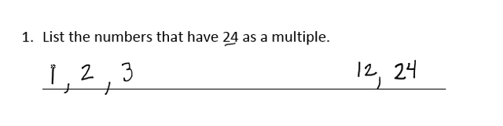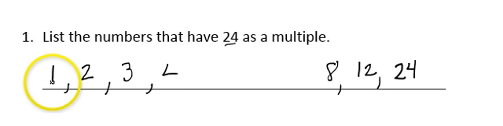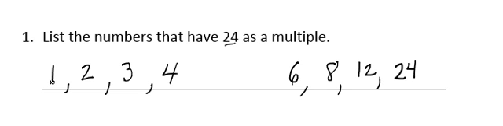3 times 8 also gives me 24. So 3 and 8 both have 24 as a multiple. 4 times 6 gives me 24 as a product. So 4 and 6 both have 24 as a multiple.